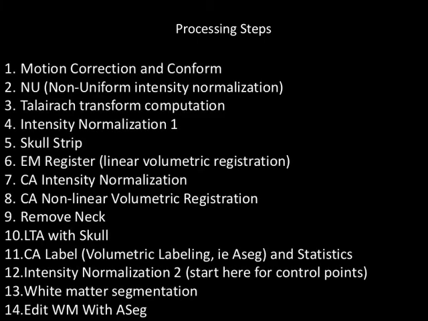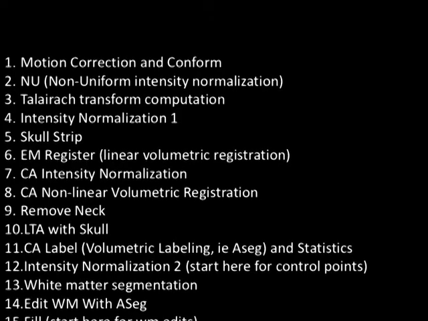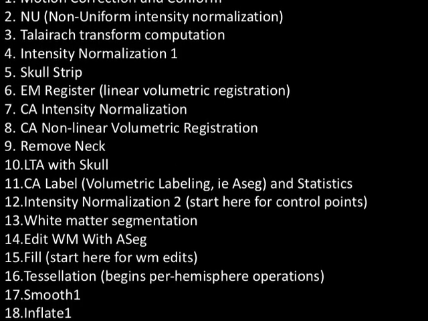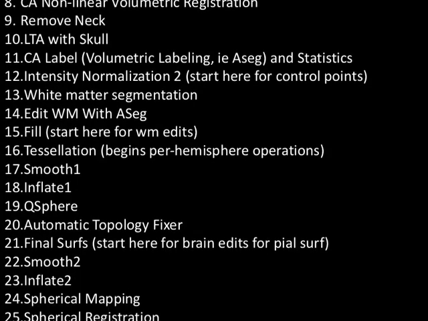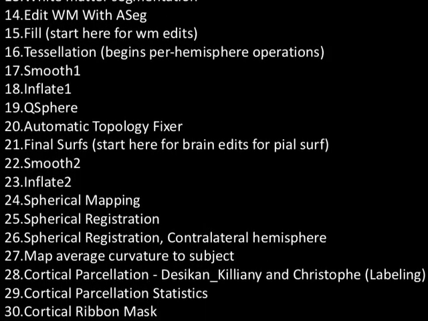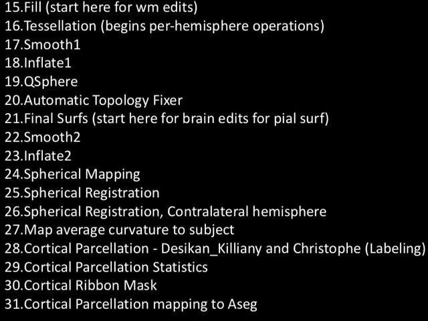Recon-all has a lot of different processing steps. There are, I think, 31 different ones, and they all do different things. So they do things like motion correction, they do things like registration, intensity normalization, different levels of smoothing and inflating. So many, many different things. And these can be broken up into smaller sub-blocks that we can call upon with autorecon, which I'll be covering in a second. So that's what's all within recon-all.